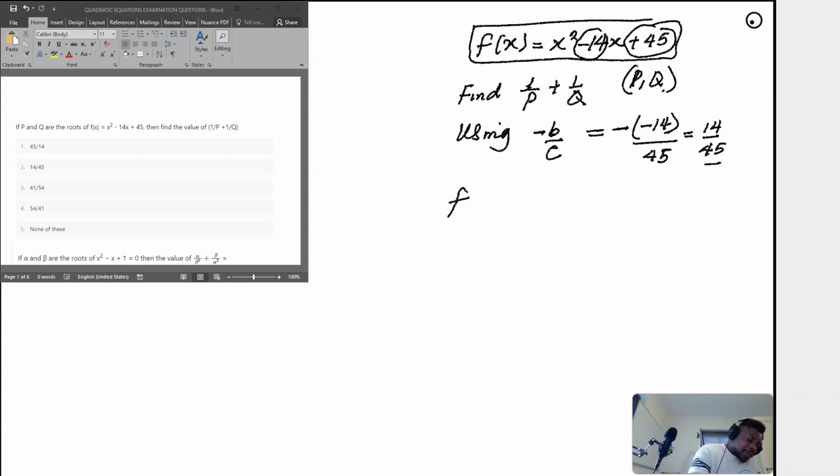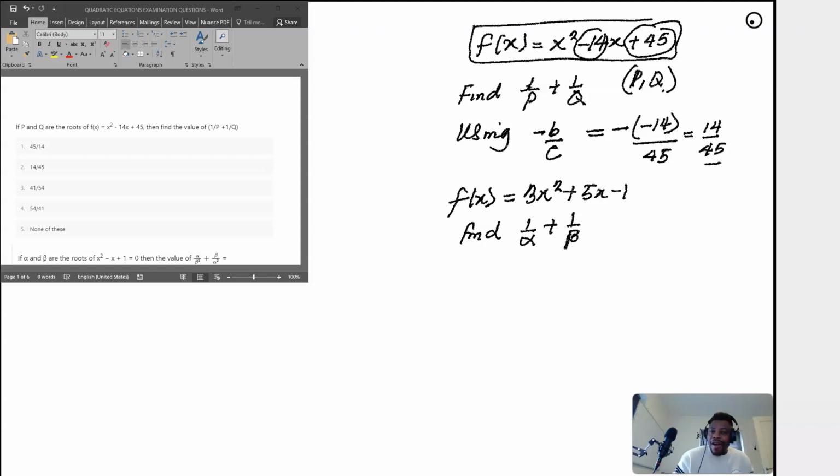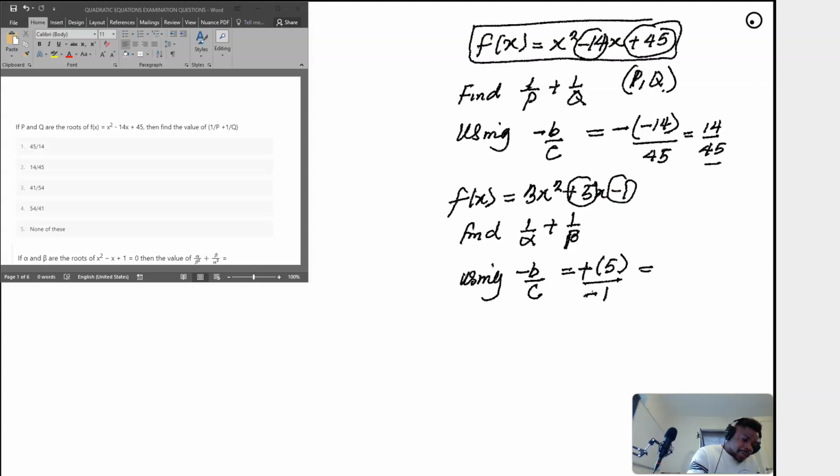For example, if I have something like f of x equals 3x squared plus 5x minus 1, and you're asked to find 1 over alpha plus 1 over beta, and you are told that alpha and beta are the roots of the equation, in this case I will just use minus b over c. Minus, what is our b? Our b is plus 5. And what is our c? Our c is minus 1. So minus cancel minus, that is plus 5 divided by 1, that is 5. Easy. It works every time.